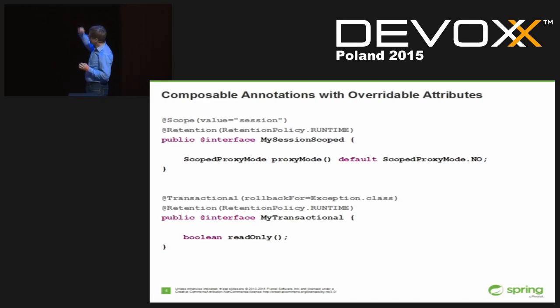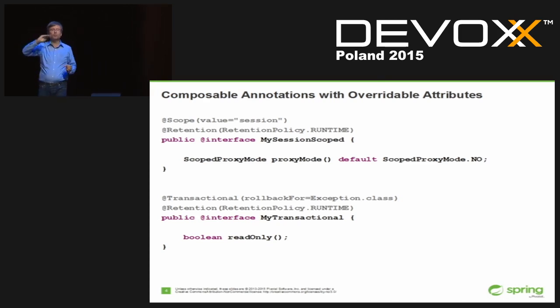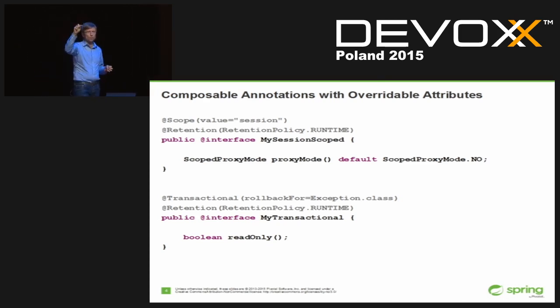But there's one sweet spot in there. That custom annotation of yours has an attribute called proxy mode. And proxy mode overrides the standard proxy mode attribute in @Scope. Spring's @Scope has a proxy mode attribute. Through redeclaring that attribute of the same name and of the same type in your custom annotation, you allow the user of your custom annotation to override it.